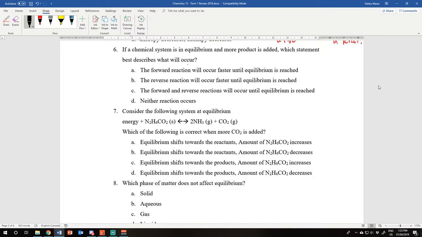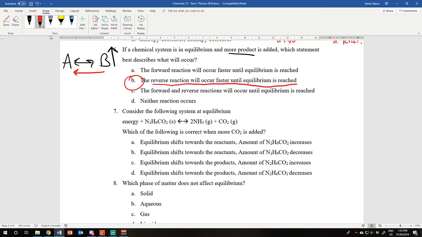So in this one, if I have a simple equilibrium like this, and more product is added, so if I increase the amount of product, my chemical system is going to want to reduce the amount of product. So my chemical system will go this way. Which means that the reverse reaction will occur more often than the forward reaction to use up whatever I've added in there. So that'll be this one. The reverse reaction will occur faster until another equilibrium is reached. Okay.